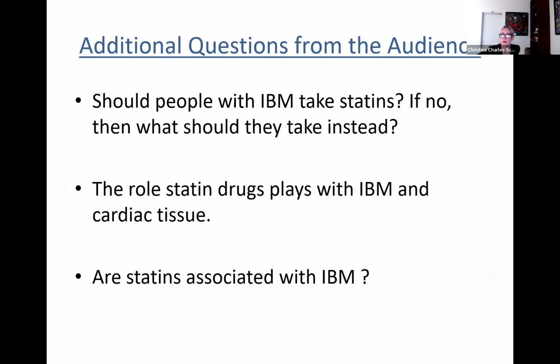Okay, so more questions. Should people with IBM take statins? If no, what should they take instead? What is the role that the statin drugs play with IBM in cardiac tissue? And are statins associated with IBM?